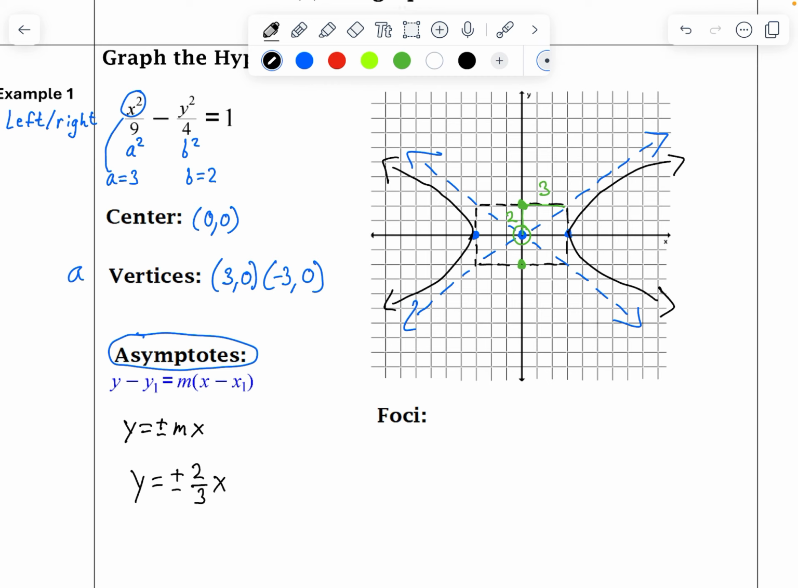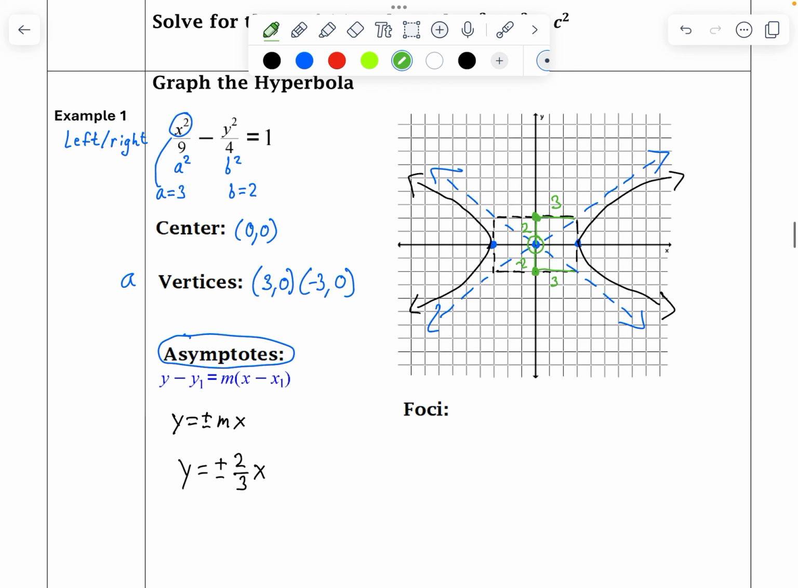The reason it's plus or minus is because we have two asymptote lines. We have the positive asymptote line, which is the one I marked with the 2 and 3, but we would also have the negative version if I were to go down and over. So then I would have -2, 3. So we just do plus or minus to save ourselves the time on that.